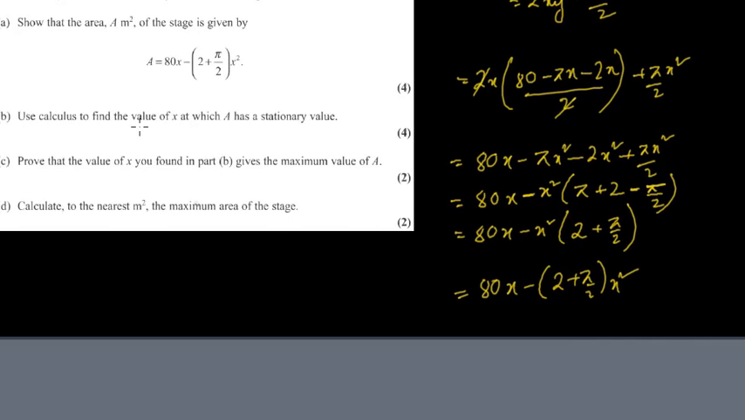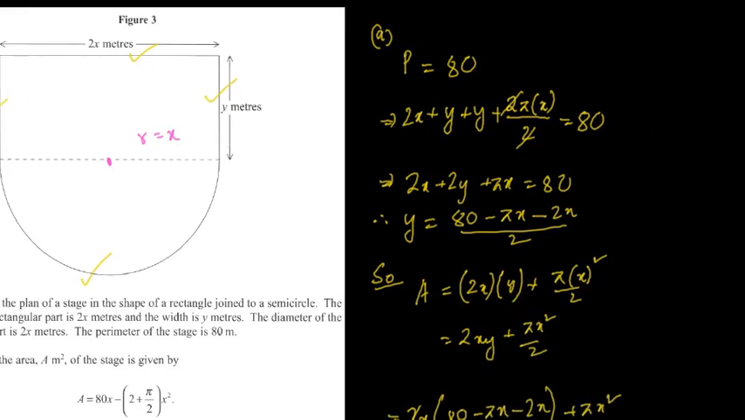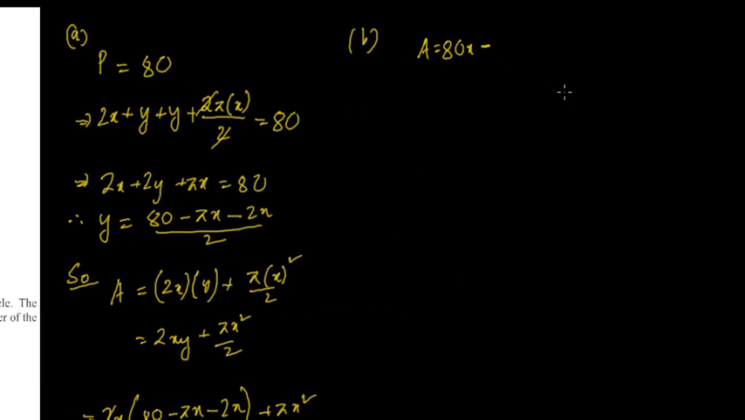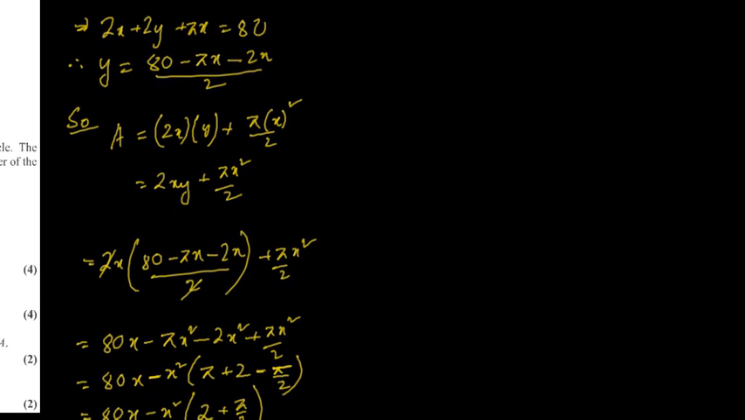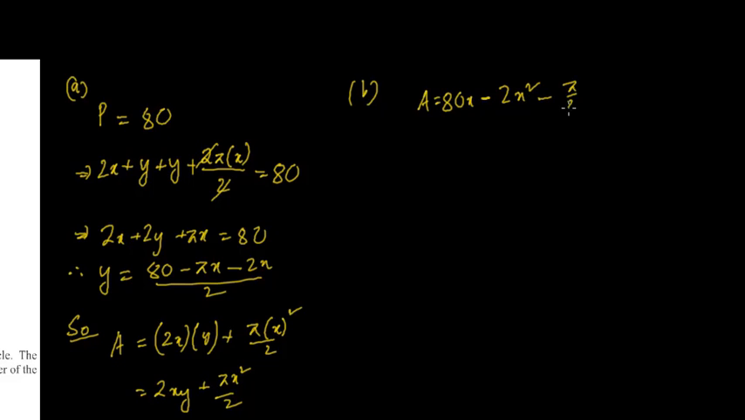Now the next one, use calculus to find the turning point. Stationary point means turning point. So let's use calculus. So let me write down A here. So A equals 80x minus, let me break the bracket now, minus 2x squared minus pi by 2 x squared.